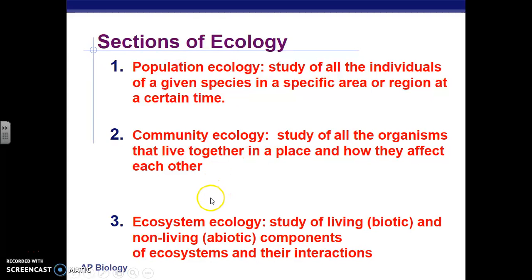Last but not least, we have ecosystem ecology. Ecosystem ecology is the study of all the living things in the environment and how they interact with the abiotic or non-living components of an ecosystem. This focuses a lot on how energy passes through ecosystems, the role of energy flow, and how efficient energy flow is through the different levels of the ecosystem. You also see food webs and things like this in ecosystem ecology.